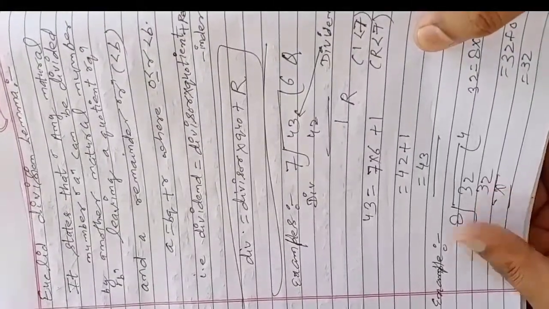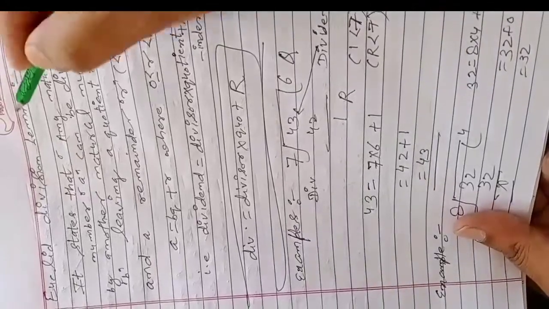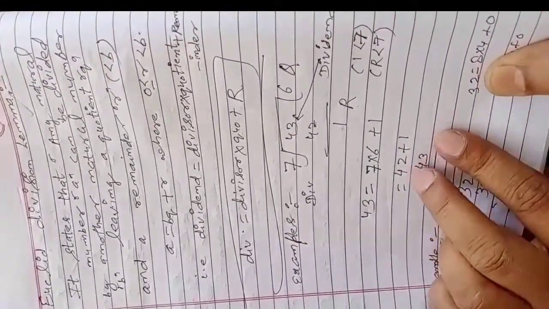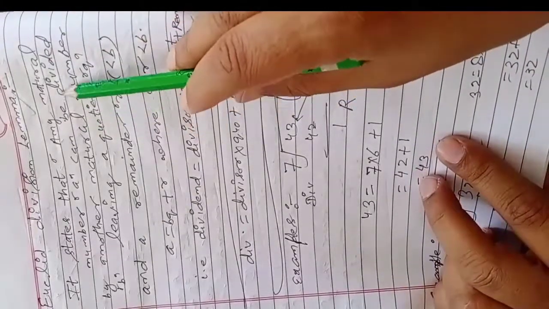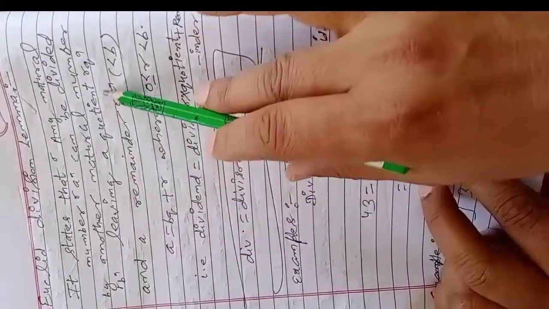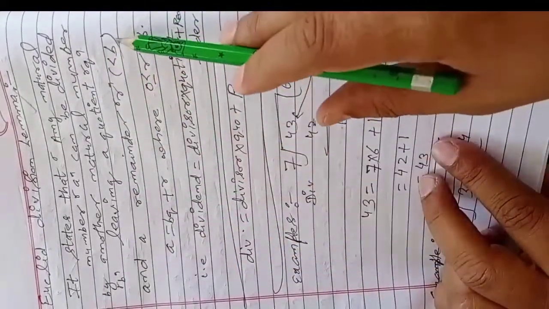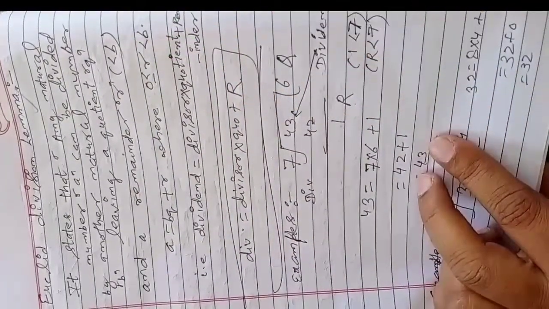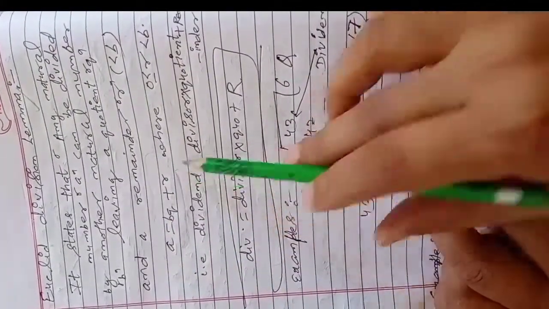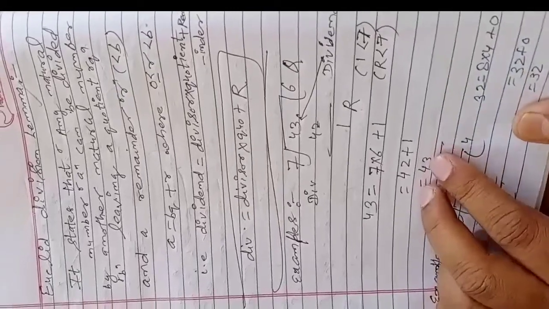Now student, in this chapter we have a theorem, Euclid's division lemma. What is the theorem? It states that any integer a can be divided by another natural number b, leaving a quotient q and a remainder r, which should be less than b. So we can write a is equal to bq plus r.